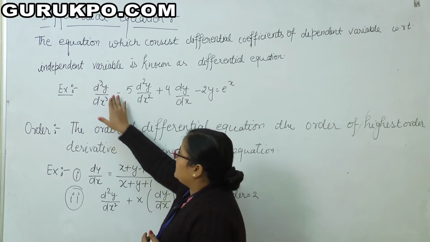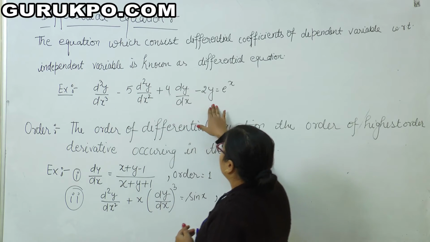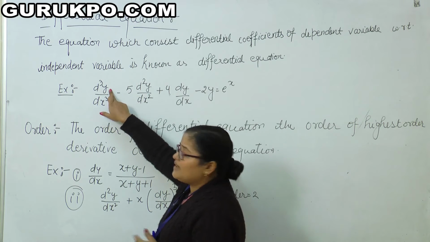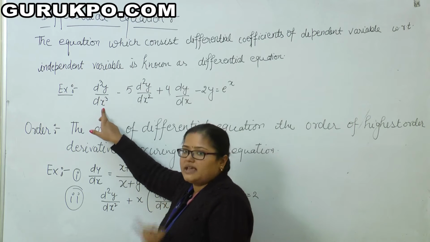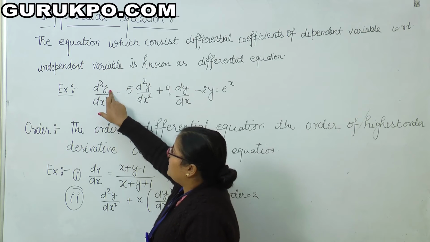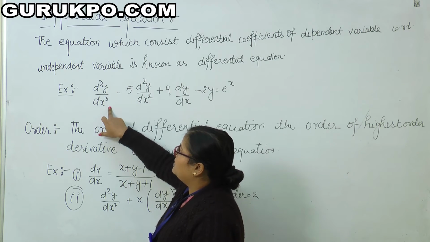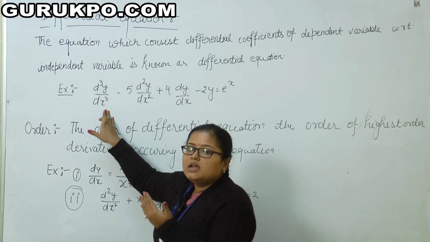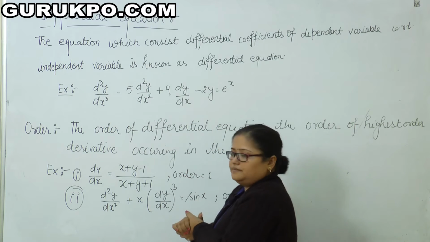This is d cube y by dx cube minus 5 d square y by dx square plus 4 dy by dx minus 2y is equal to e to the power x, where the dependent variable is y, which depends on x, and the independent variable is x. This is the equation and this is the differential coefficient of y. This equation consists of a dependent variable, an independent variable, and the differential coefficient of the dependent variable with respect to the independent variable. So this equation is known as a differential equation.